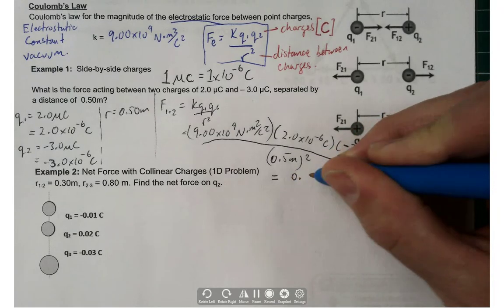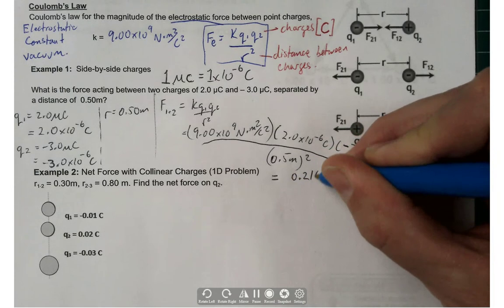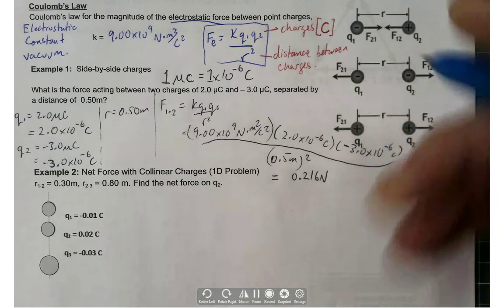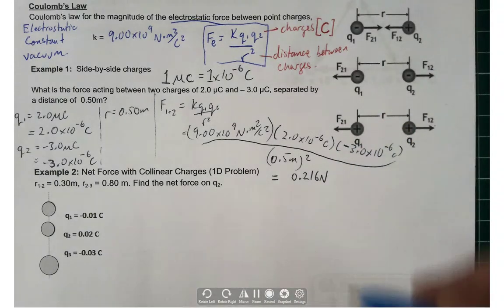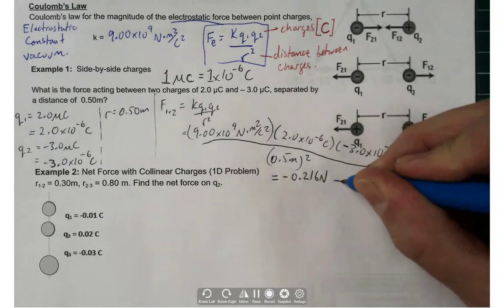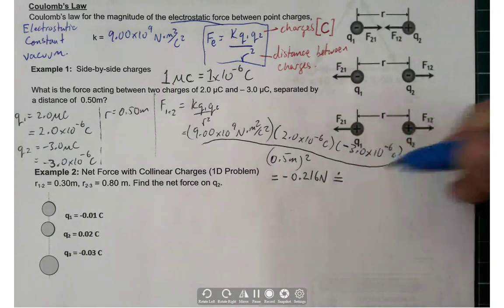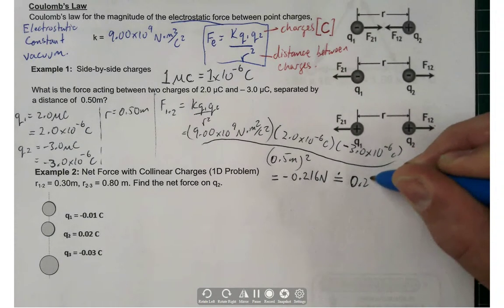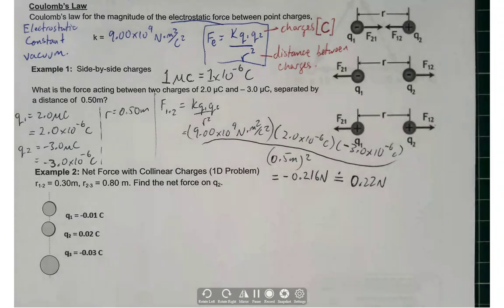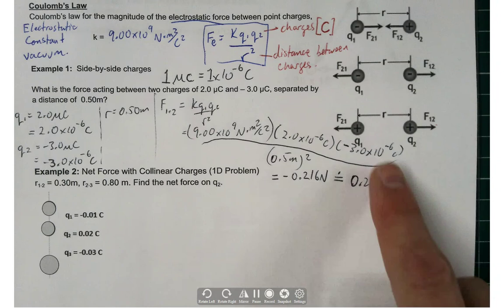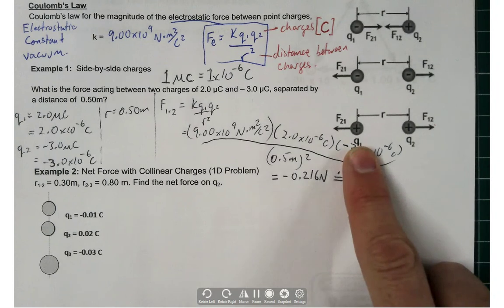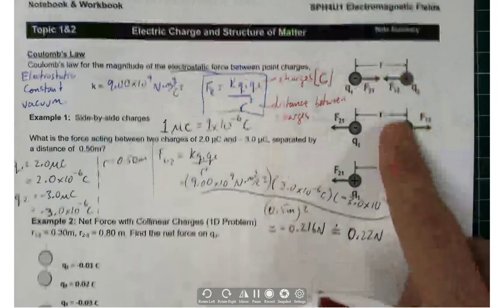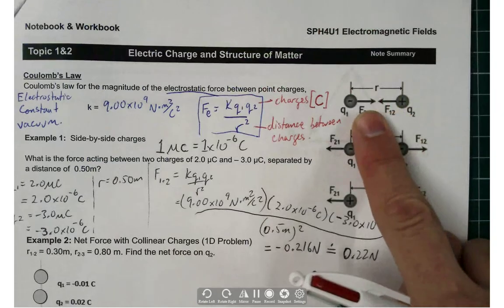0.216, yeah. 0.216 newtons, positive or negative? Negative. Now, I can round this off to only 2 significant figures, 0.22 newtons. The thing is, what does it mean to have a negative force? Both of these charges would experience a negative force, so it can't be... oh, sorry, I guess we're talking about these two charges. So the fact that it's negative can't really be a reference frame thing.